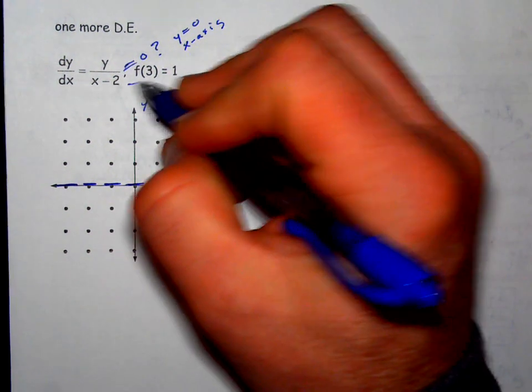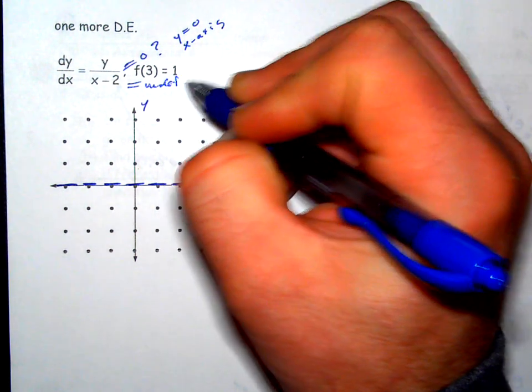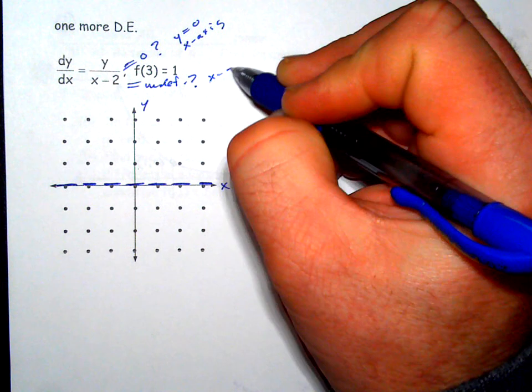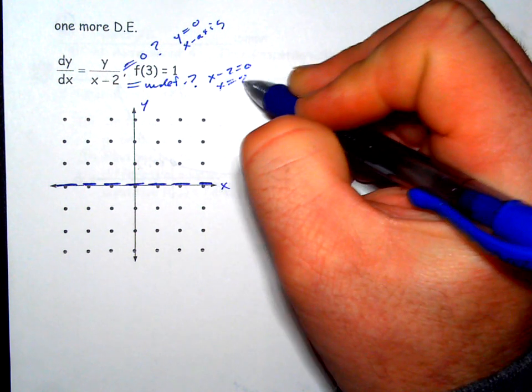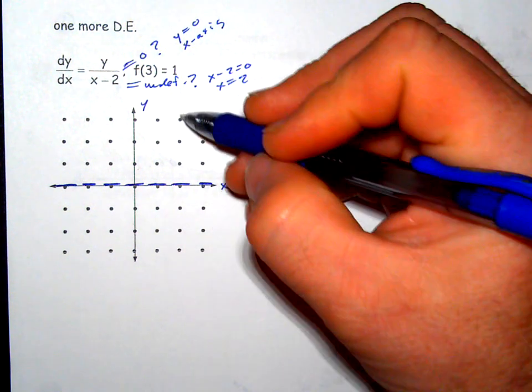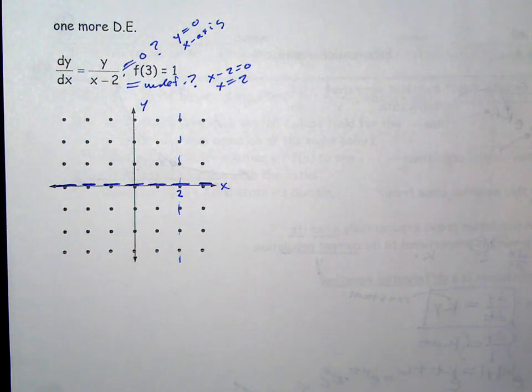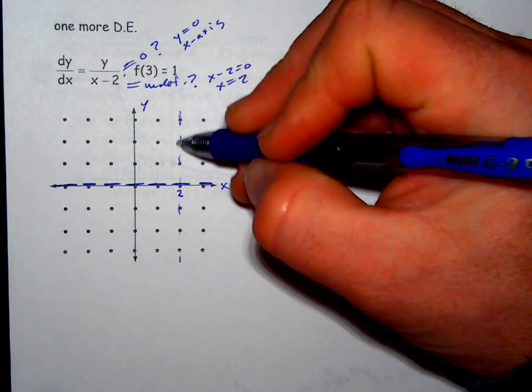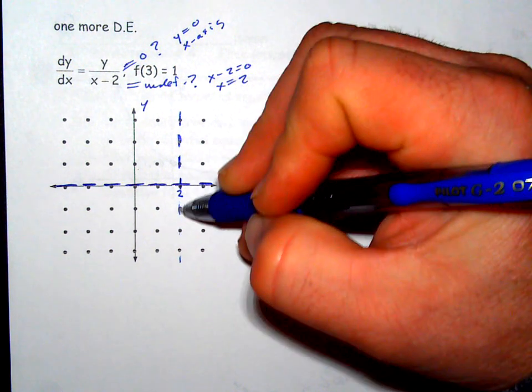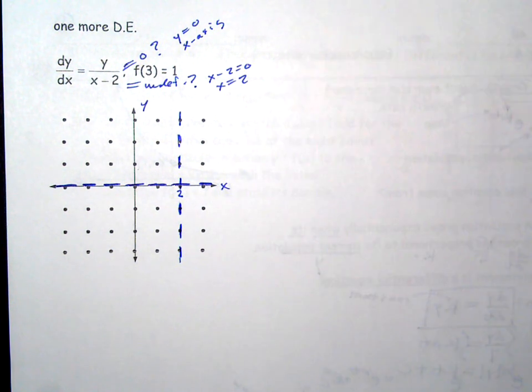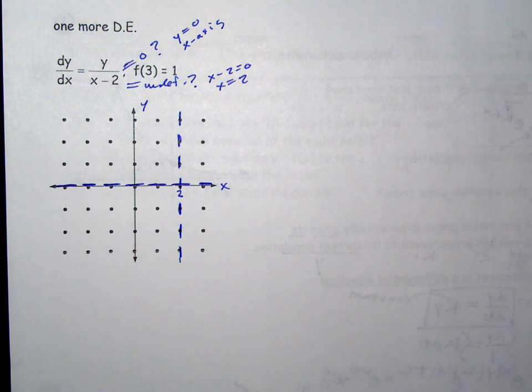When is it undefined? And that would be when x minus 2 equals 0, which is when x equals 2, which is a vertical line right here. X equals 2. Now, technically, we shouldn't draw vertical tangents because they technically don't exist because they're undefined. And really, that might not even be the issue. We might have a corner or cusp, and that's why it's undefined. But we'll see in a second.